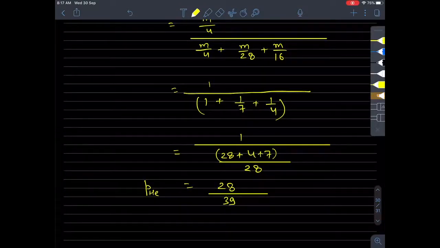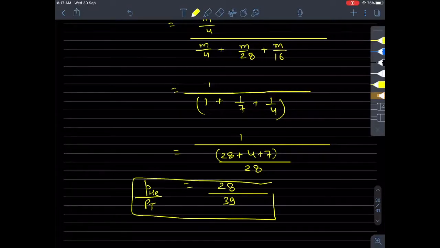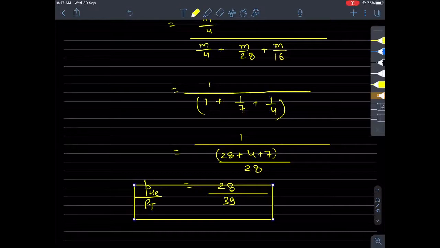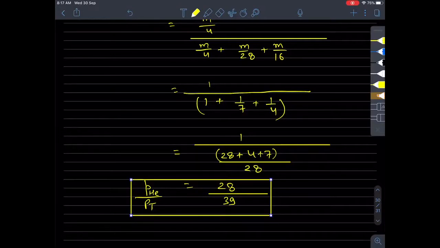So the fraction of the total pressure exerted by helium will be this value. Agreed or not? Yes, sir. Right. So this is how we used to convert it. We used to solve it.